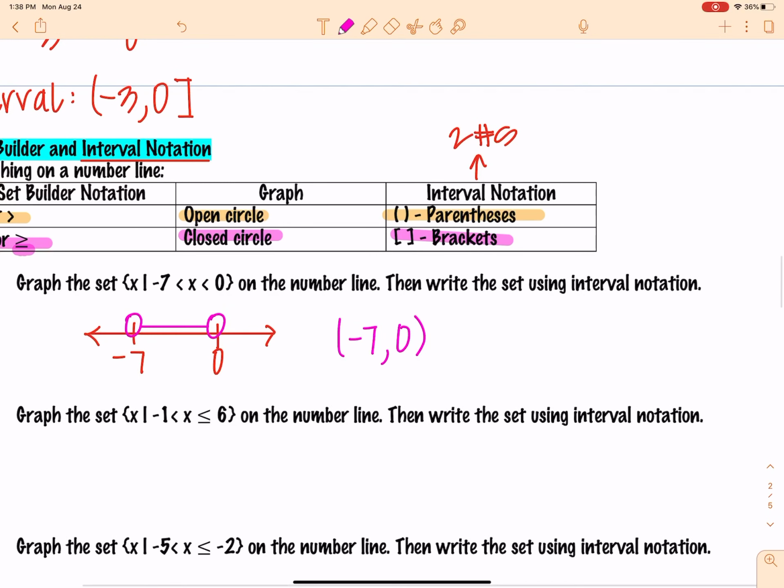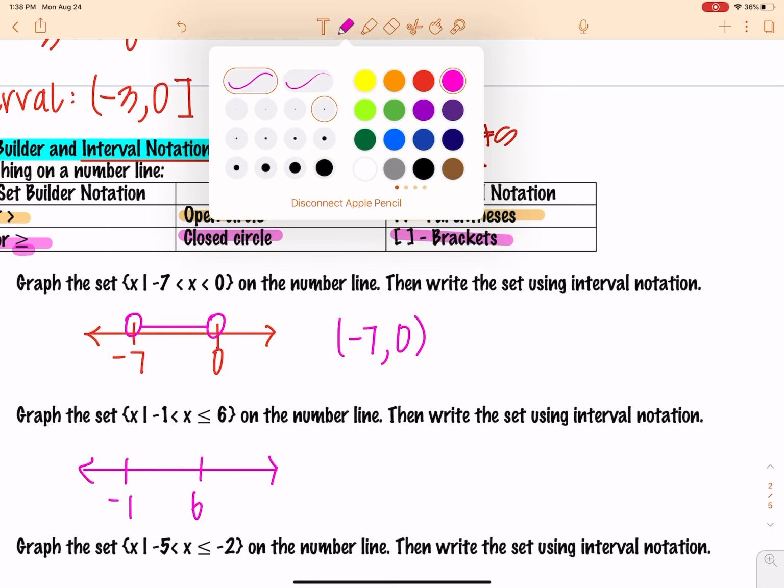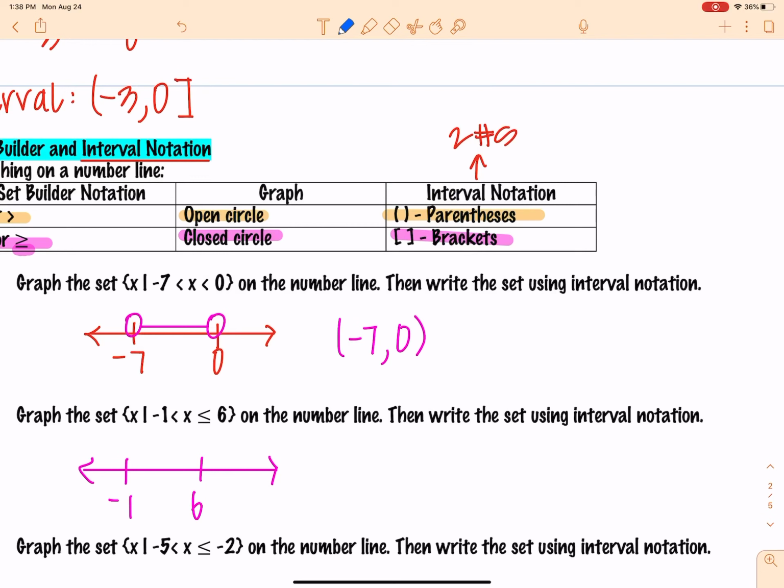Number 2 says graph the set x such that -1 is less than x, which is less than or equal to +6. So we're going to graph it first. And now pay attention to open and closed circles. So these again are your symbols that are going to tell you if it's open or closed. So the -1 is open, and then the 6 is closed because it has that equal to part on the bottom. Okay, and you fill in the space in between to show you that's all the integers in between.